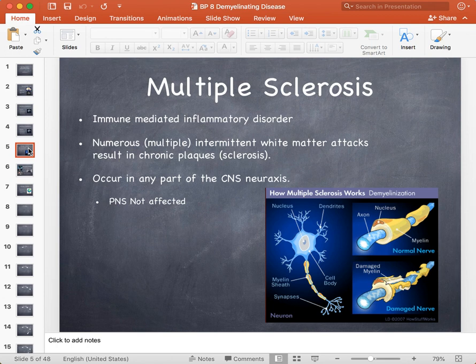All right, great. And this can occur anywhere in the neuroaxis. That being said, there are a couple giveaways that sometimes can be quite helpful. The myelin of the peripheral nervous system is not affected. So this affects myelin from oligodendrocytes. It does not affect the myelin from Schwann cells.